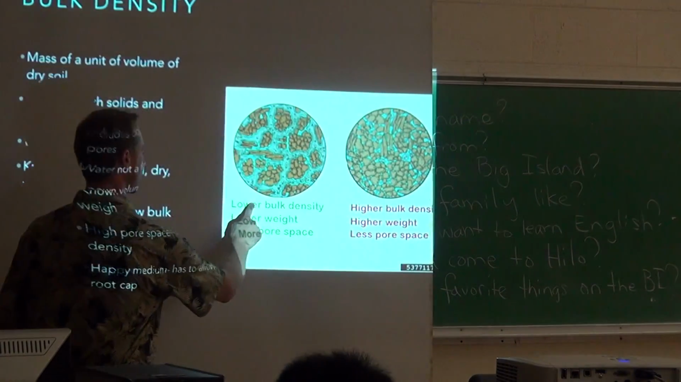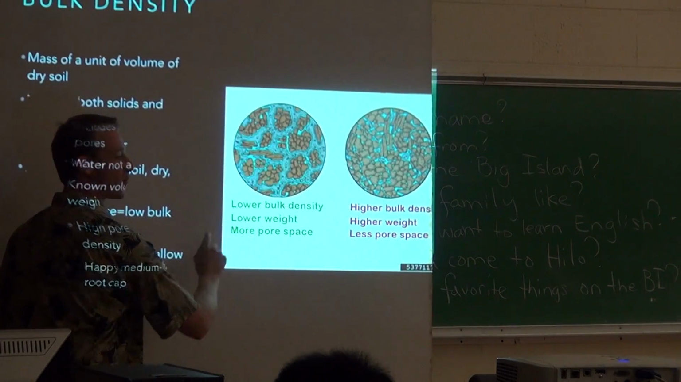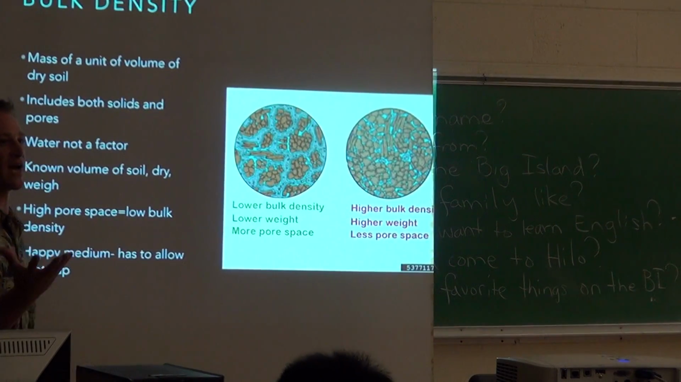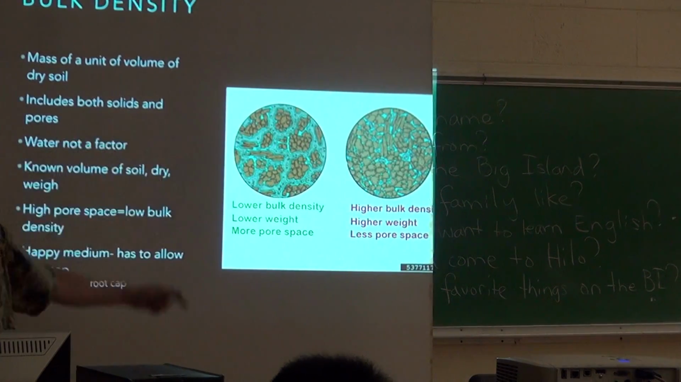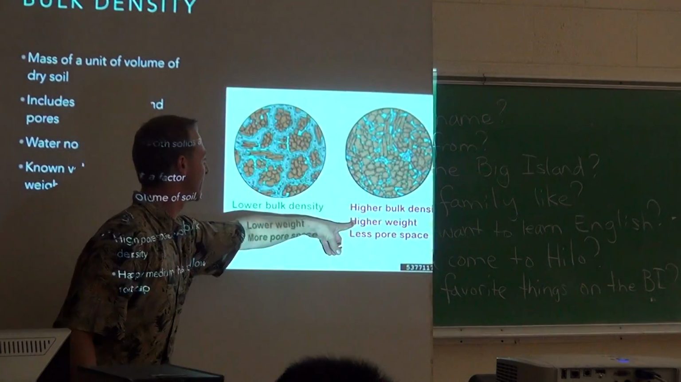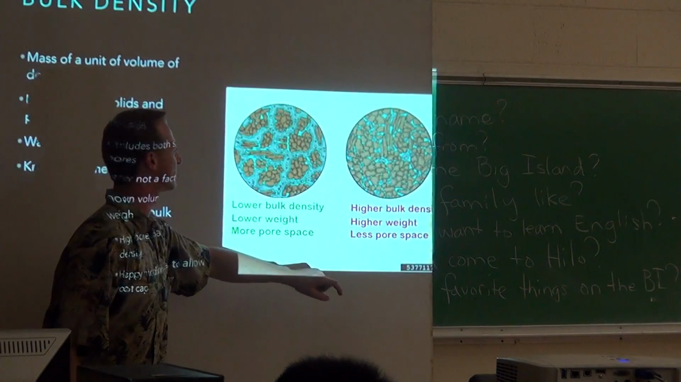Lower bulk density, lower weight, more pore space. Compost is going to have a much lower bulk density than a clay, right? Higher bulk density, higher weight, less pore space.